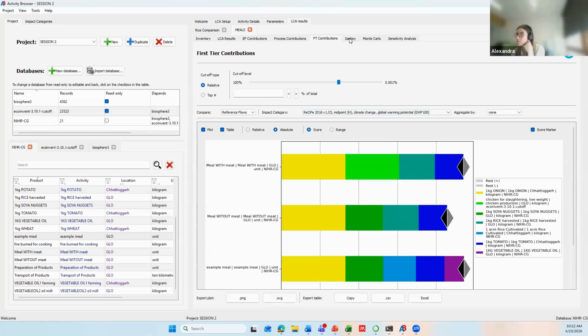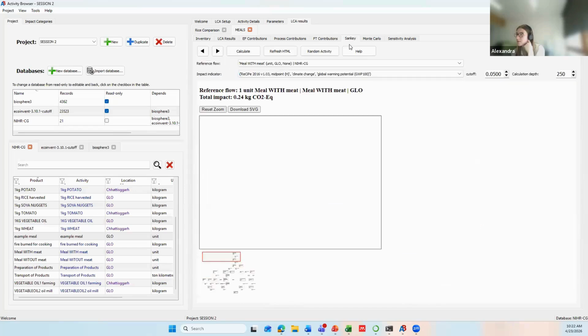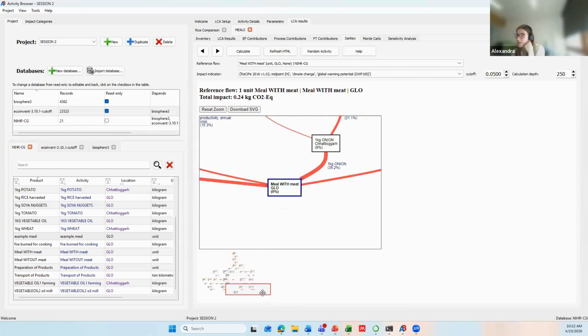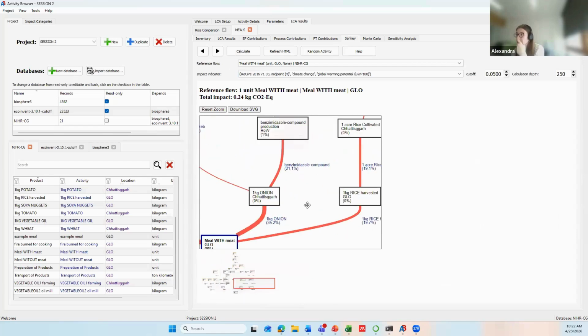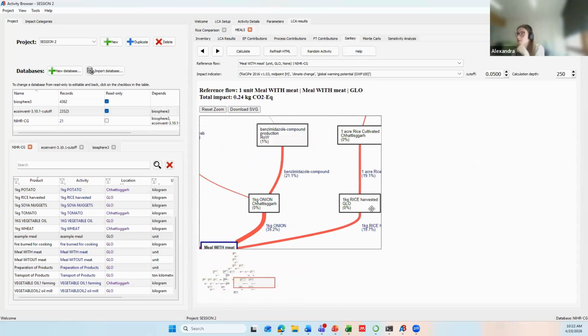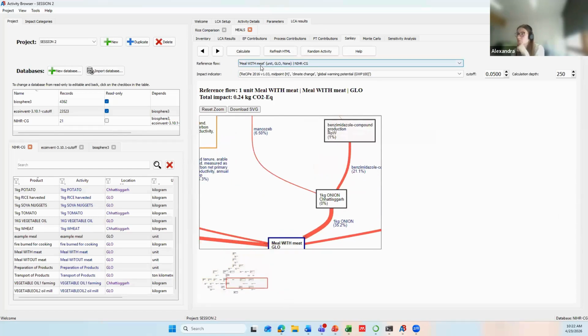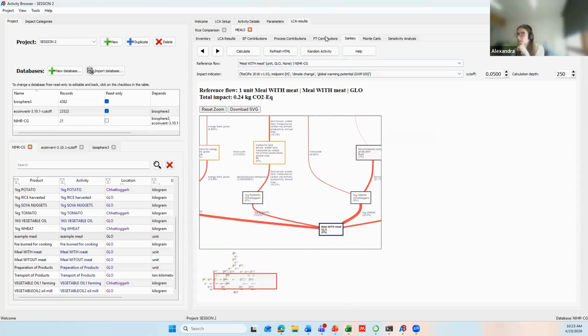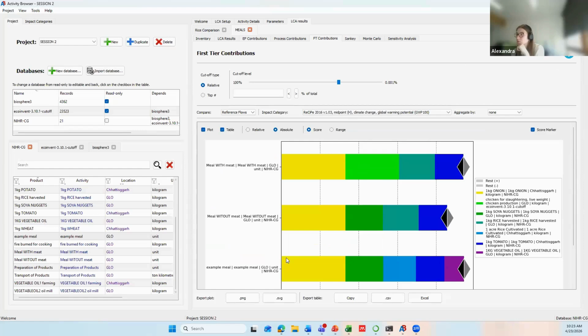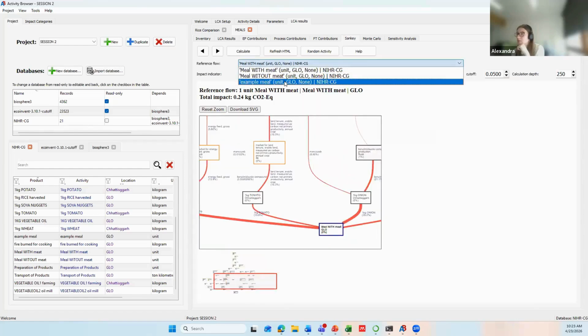Another way to look at the composition of the emissions would be through the Sankey diagram. This is mainly good for you to visualize. I think it can be a bit clunky sometimes, but it is useful to have it. As you can see, here is just one meal at a time and one impact indicator at a time, so you cannot compare. But let's say you don't understand the contributions of the example meal. Then you go to the Sankey example meal. We want to look at the global warming potential.